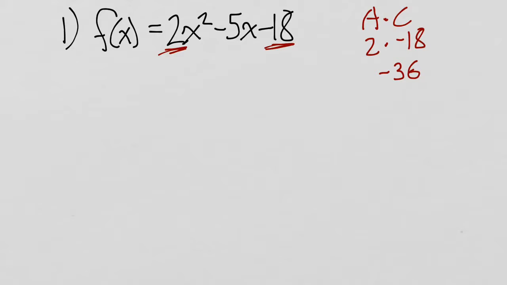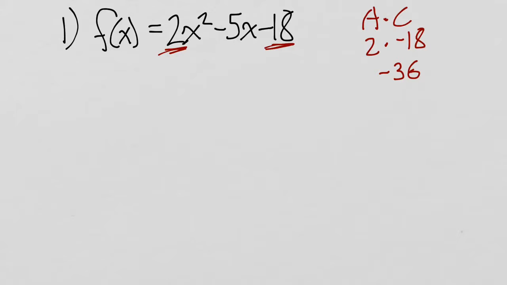And what we're trying to do now is, instead of looking for two numbers that multiply to give you the last number and add to give you the middle number, now we're going to look for two numbers that multiply to give us AC and add to give us that middle number.